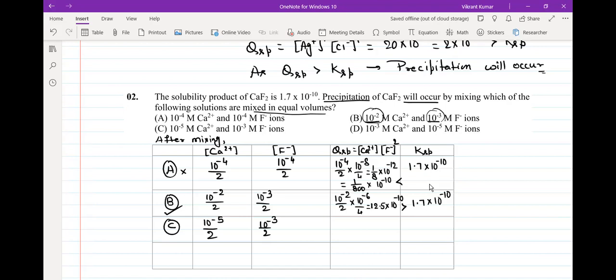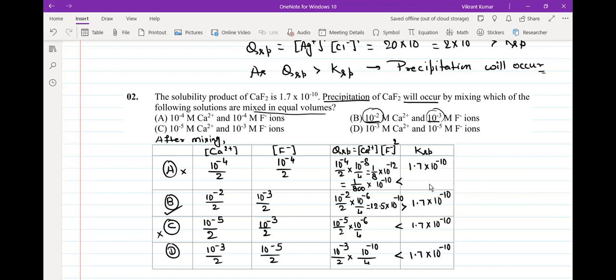कंपैरिजन. If it was one option correct, तो ये हो जाएगा 10 raised to minus 5 by 2 into 10 raised to minus 6 by 4. और ये भी चेक कर लोगे, this will be coming less than 1.7 into 10 raised to minus 10. And similarly D में, so this will not be the answer. And last वाला भी 10 raised to minus 3 by 2, 10 raised to minus 5 by 2. If you calculate it, 10 raised to minus 3 by 2 into 10 raised to minus 10 by 4, ये तो और भी कम हो गया. So that's why this is also not the answer.